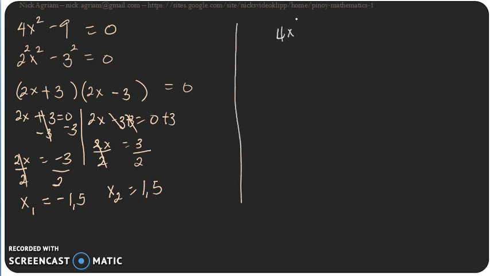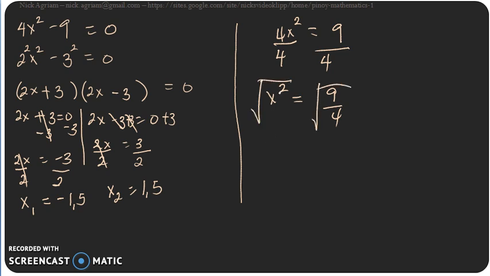We have 4x squared is equal to 9. If we add both sides of the equation by 9, then we have to divide both sides of the equation by 4. And we have x squared is equal to 9 fourth. And then we extract the square root, and then we have x is equal to positive negative 3 half. As you can see here, we have negative 1.5 and positive 1.5. That's another way of expressing a square of two binomials.